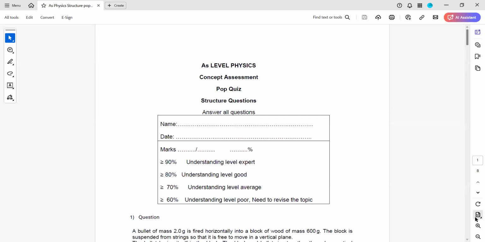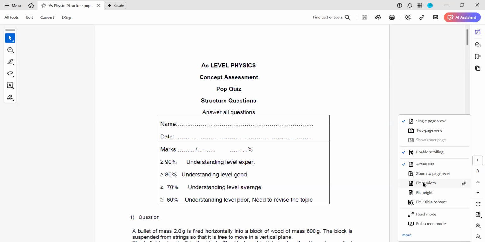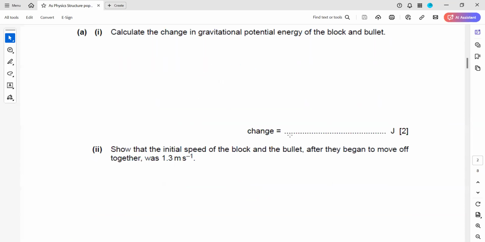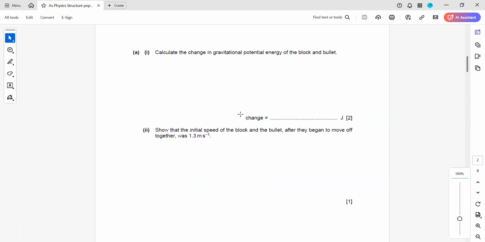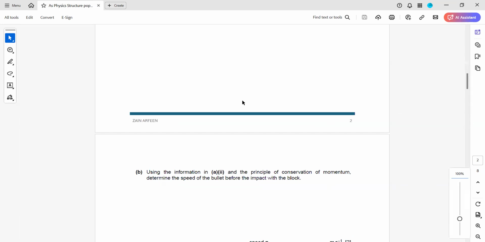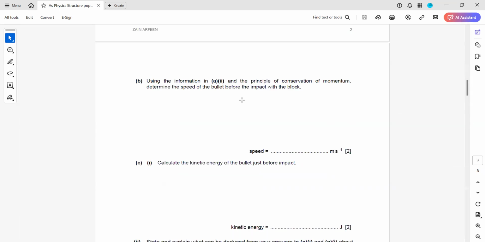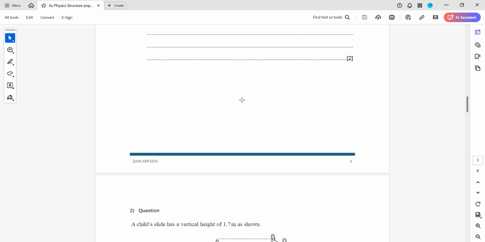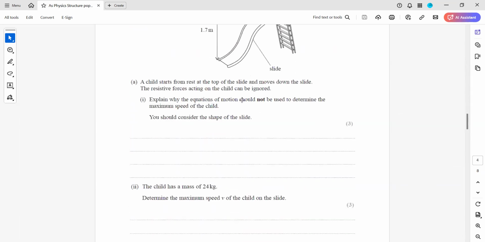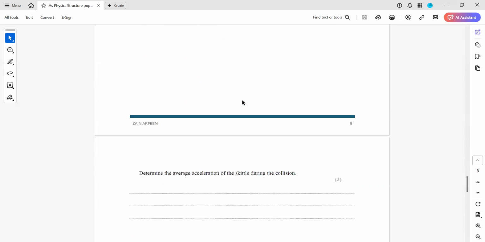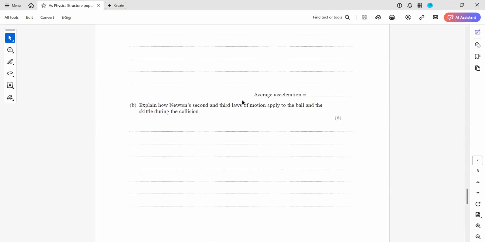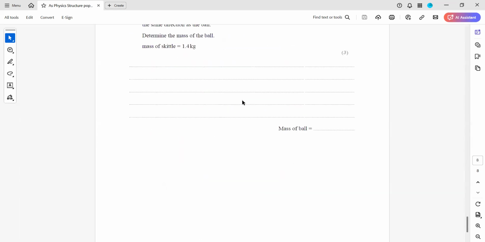So this was a pop quiz, weekly pop quiz related to the structure questions. If you have any doubt in question one, any part of question one, any part A, B, C, question two, any doubt in this? Question three, there were three structure questions in this. 3A, B, C, any doubt?